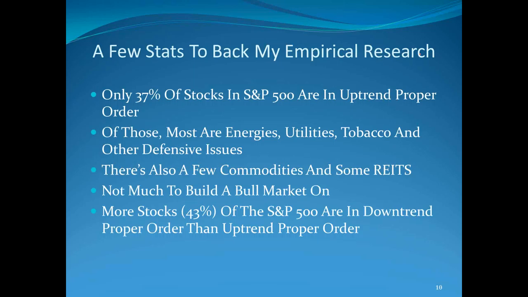And after updating my data, it looks like it went down a little bit. I said 35% when I did this research earlier this morning. It was at 37%. So 35% of stocks in the S&P are in uptrend proper order. And again, those are energies, utilities, there's a few tobaccos, but they're mostly defensive type of issues. There's some commodities in there which could trade contra to the overall market. And what's also kind of interesting, if you look at those commodity-related stocks outside of energies, some of those commodities could be seen as energy-related commodities, okay? And then there's some REITs in there.